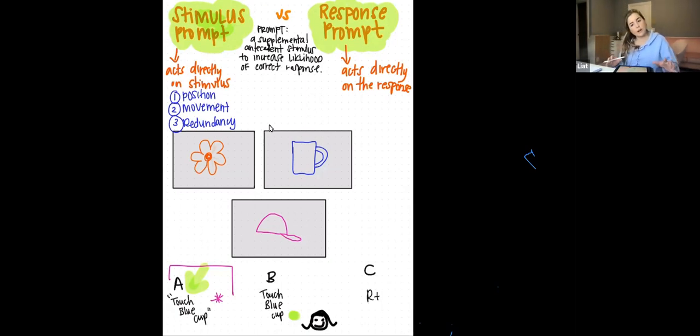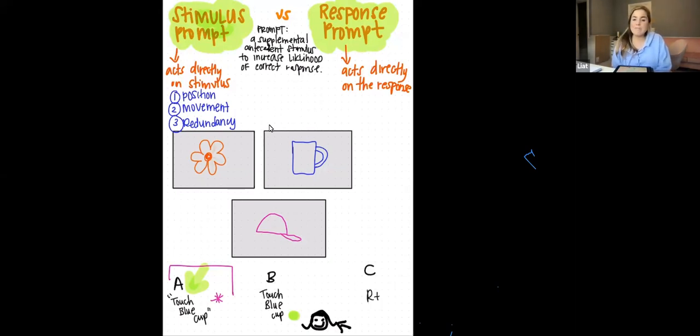The other cards, if she's sitting at the end over here, you should be able to see that the pink hat is closer to her. I've done something to the stimulus itself that I want her to touch, and I've positionally placed it to increase the likelihood that she's going to touch that one. The pink hat is closest to Hannah down here. That's a positional stimulus prompt. I'm doing something to the actual stimulus, being the card.